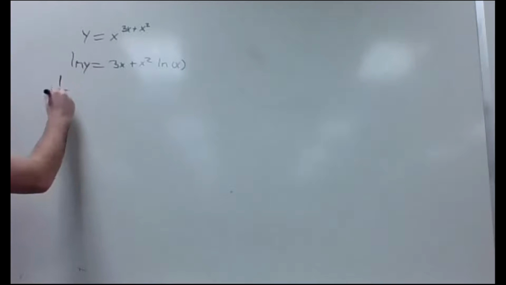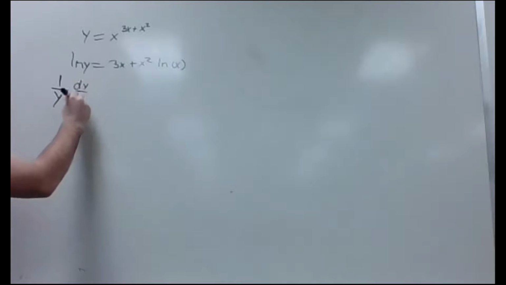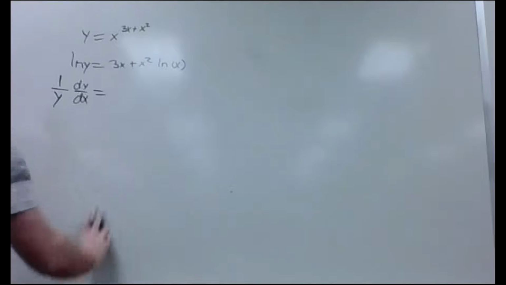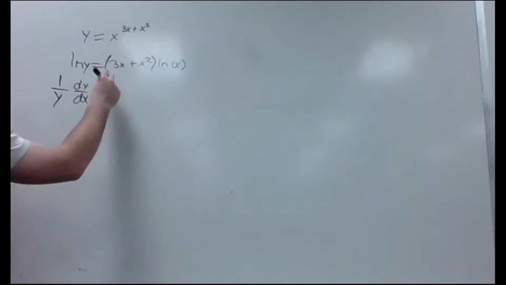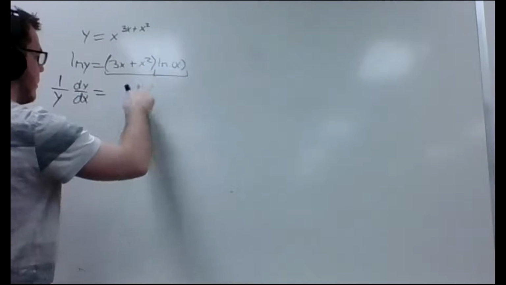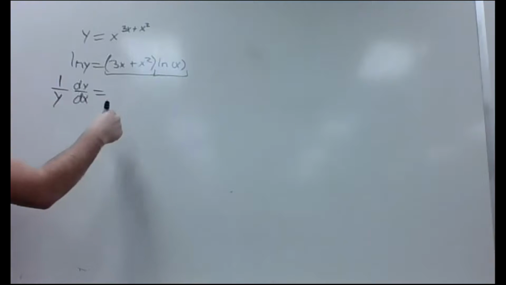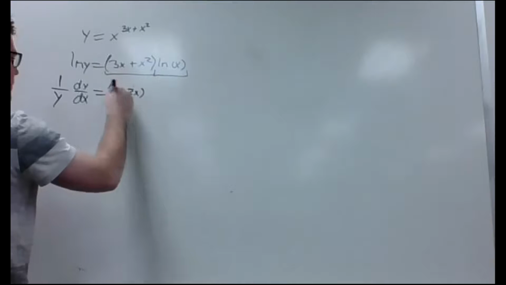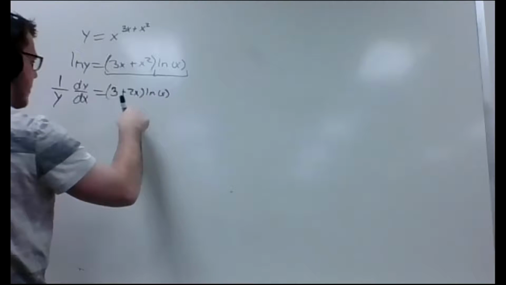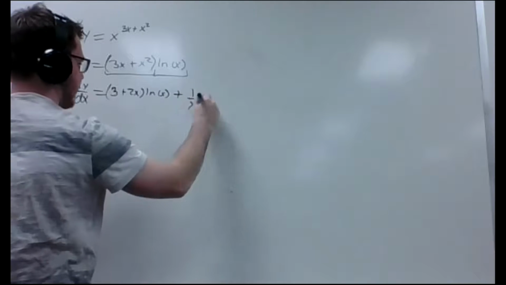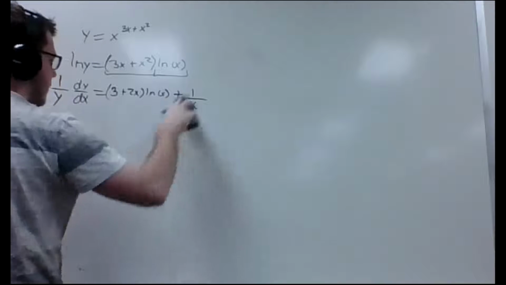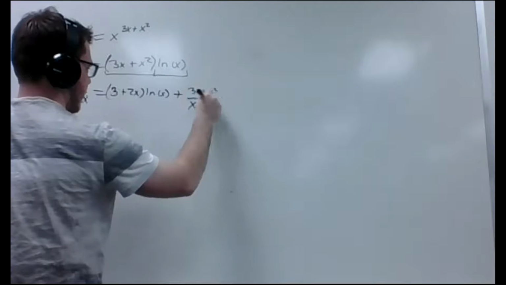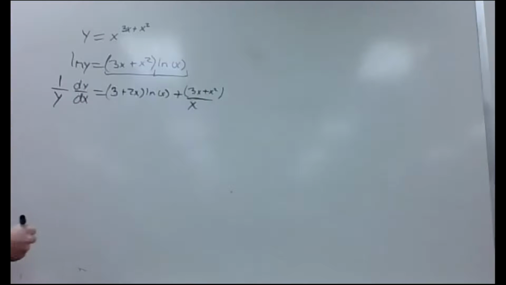So this would be 1 over y times dy dx. And we have to remember that this 3x plus x squared is in parentheses, so we're going to need a product rule here. So the derivative of the first, 3 plus 2x, times ln x, plus 1 over x times 3x plus x squared. That makes sense how we did that? It was kind of fast.